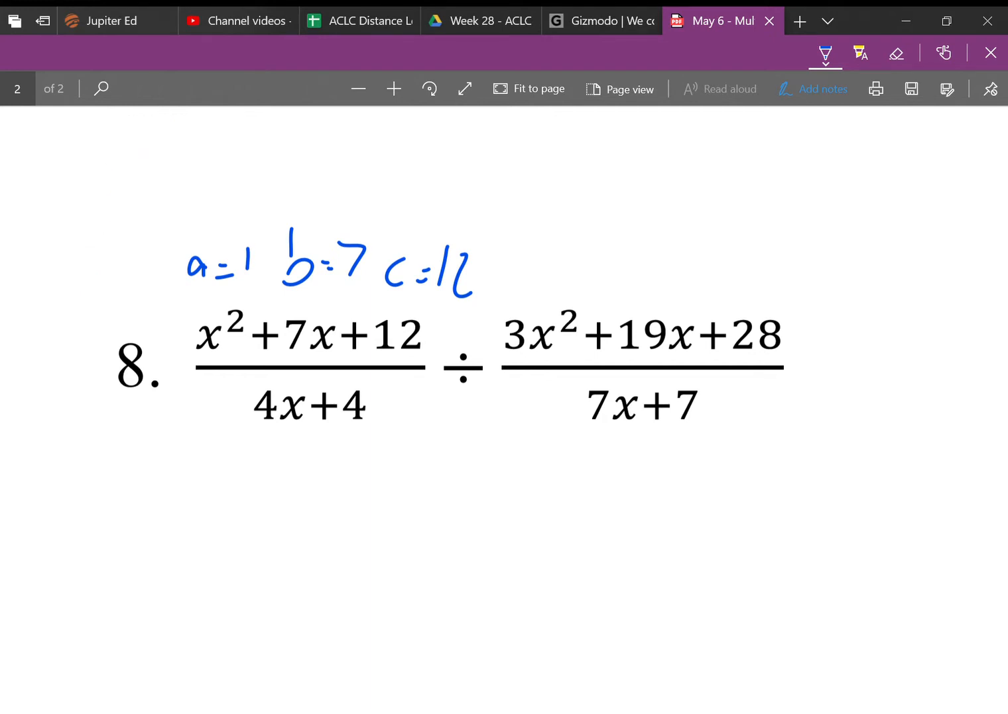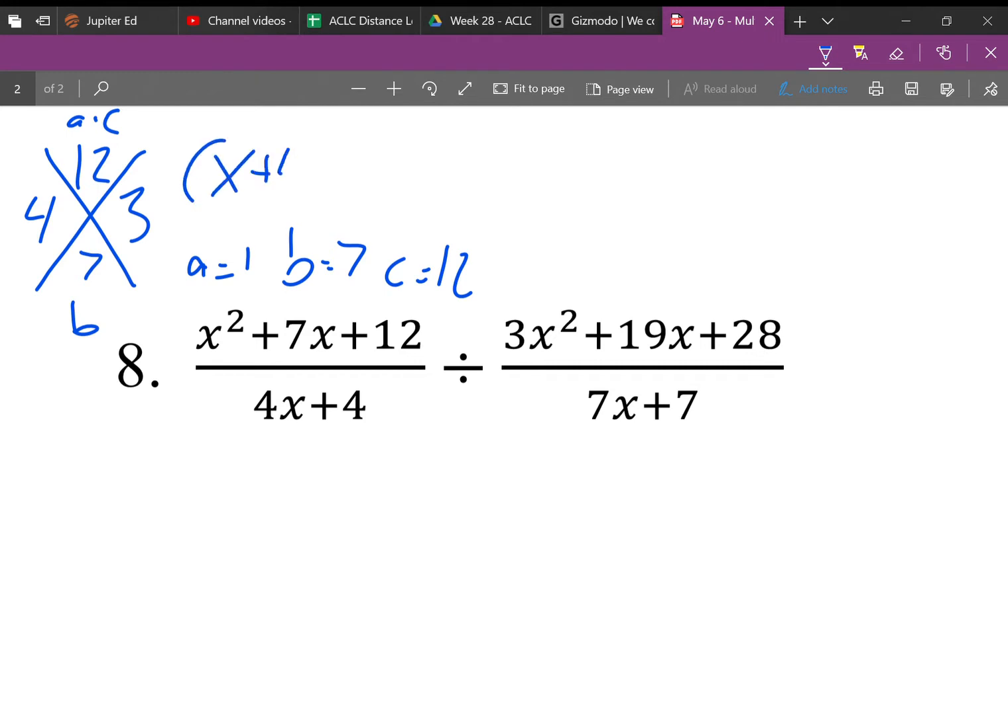So, my magic X, I'm going to have A times C at the top. 1 times 12 is 12. I have B at the bottom, which is 7. And the numbers that work here are 4 and 3. 4 times 3 is 12. 4 plus 3 is 7. So my top trinomial factors into x plus 4 and x plus 3.